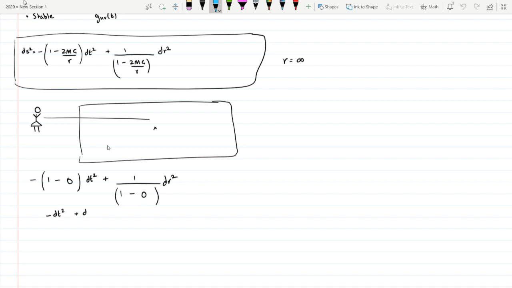Or if I switch from polar coordinates to Cartesian, okay, first important result. What's our important result? When you're far away from the black hole, Minkowski. Everyone clear?